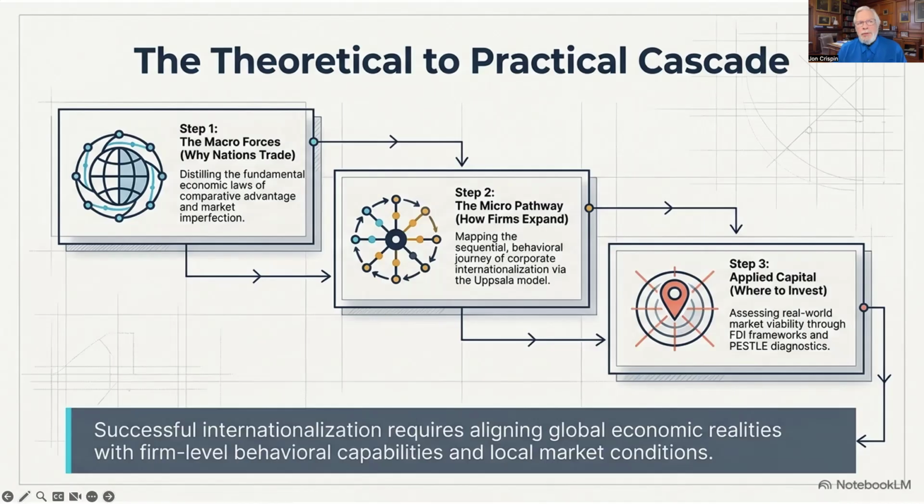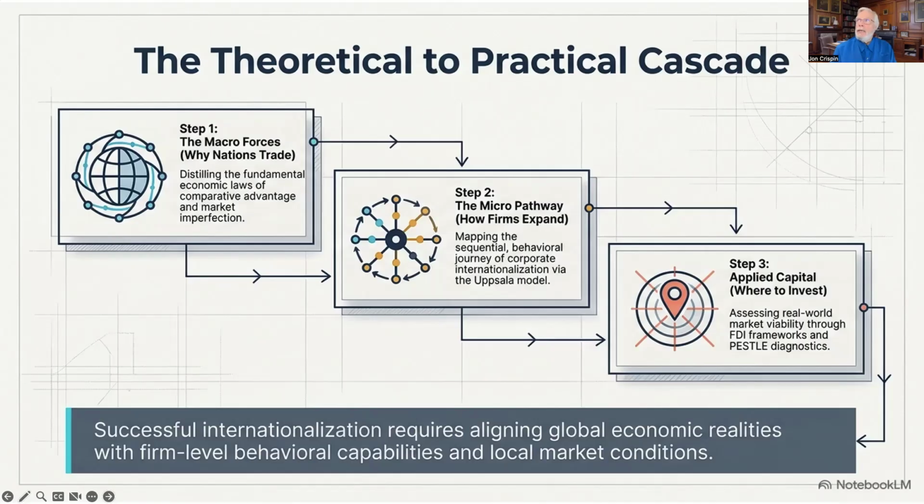Here's what's called the theoretical to practical cascade. First of all, the executives need to understand in the firm what international trade is and why countries would trade internationally. What's the benefit for them? And then the next is to understand the micro pathway. This is how firms expand, which is exactly what the executives are attempting to do. And I say executives, but they need input from wherever you are in their decision-making process if you're part of that decision to go internationally.